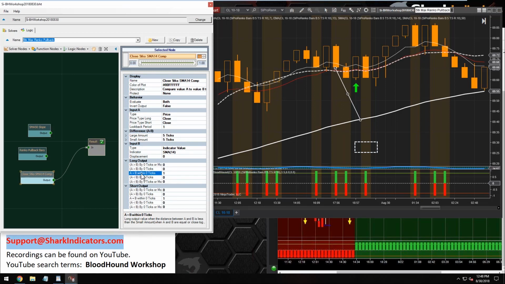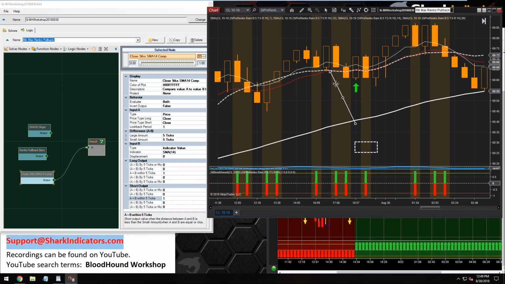So again, this output here says A equals B within, and you'll notice that sometimes it'll still say 0 ticks even though you have 5 ticks put in here, right? So if it still says 0 ticks, what you can do is click off, click back on, and that forces this text to update. So there you go. It says A equals B within 5 ticks. We have that both for long and short, within 5 ticks, right? So within 5 ticks means 5 ticks above the SMA or 5 ticks below the SMA.